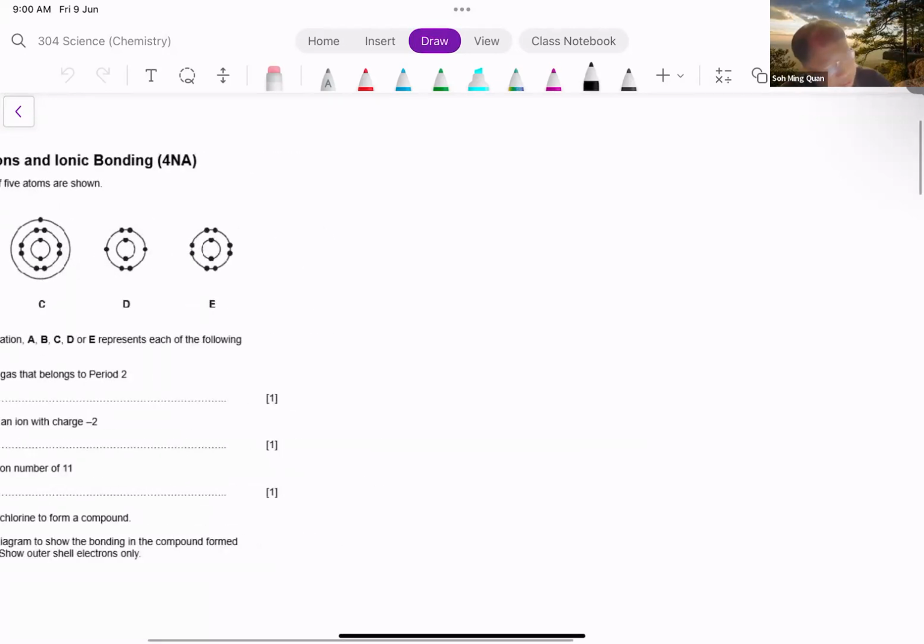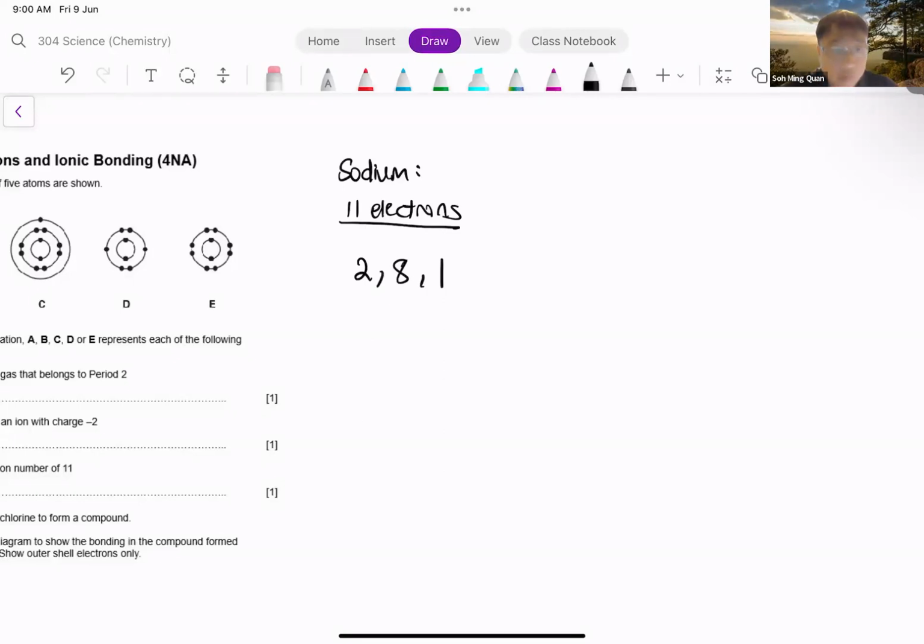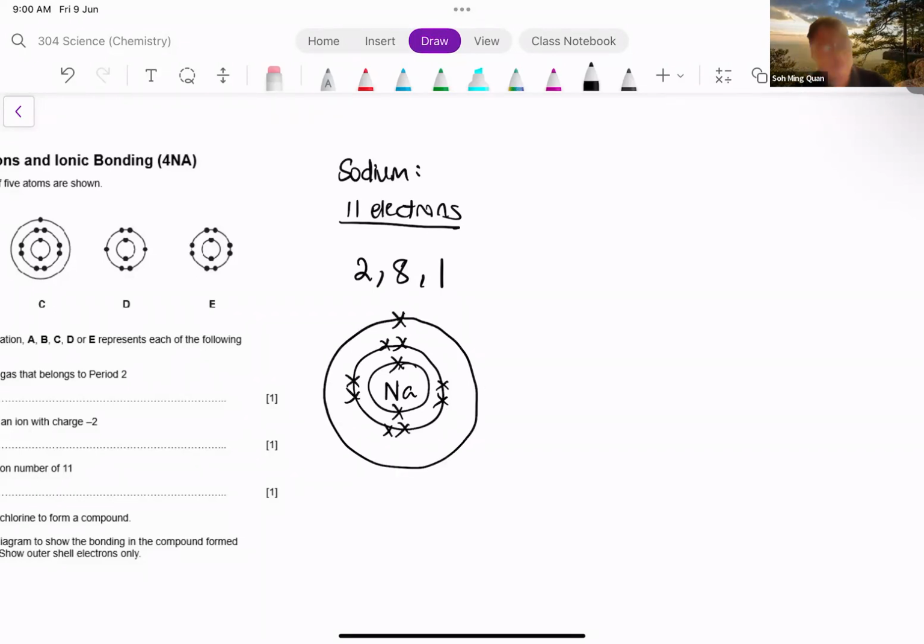Let's start with something simple, sodium. Sodium has 11 electrons, so it'll be 2, 8, 1. We just saw that. This is the sodium atom, where there are 11 electrons and 11 protons. The number of electrons and protons is the same, so there is no charge.